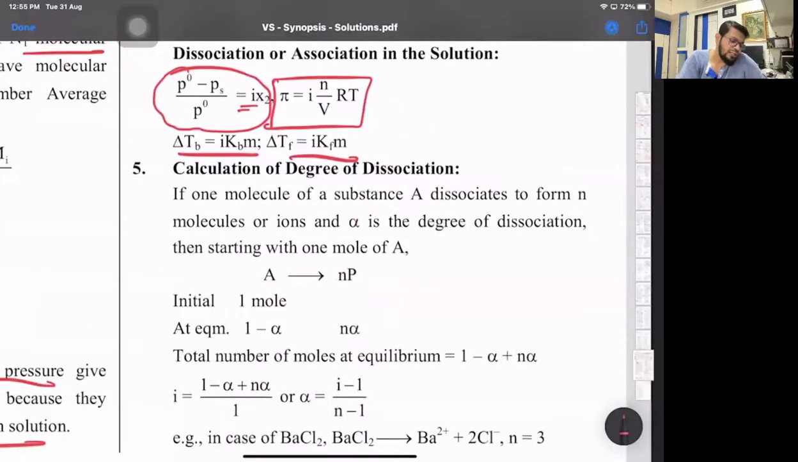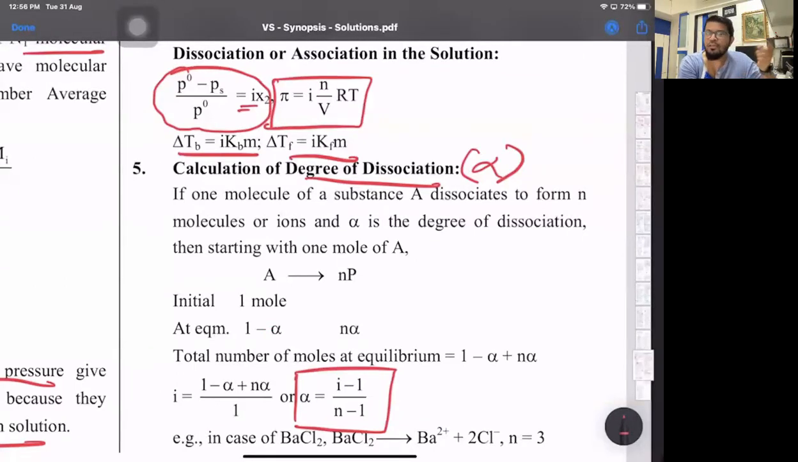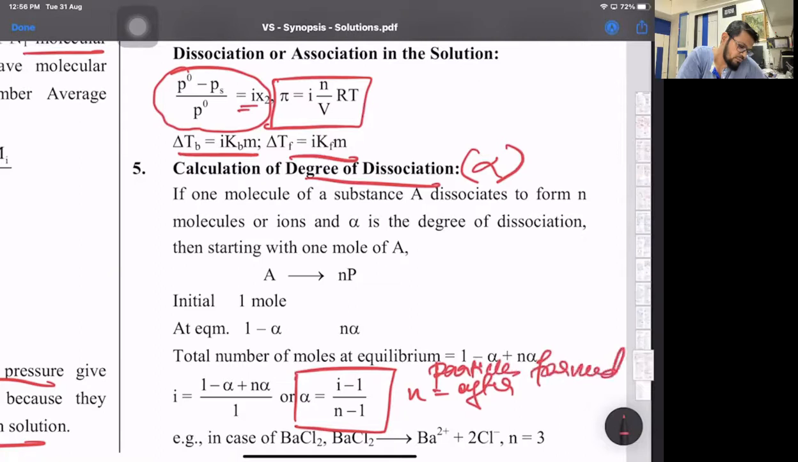Now, calculation for degree of dissociation, that is alpha. How much is it dissociated? The formula is this: alpha is (i minus 1) upon (n minus 1), where i is the Van 't Hoff factor, which is observed particles upon theoretical particles, or theoretical molar mass upon observed molar mass. And n for dissociation is the number of particles formed after dissociation.